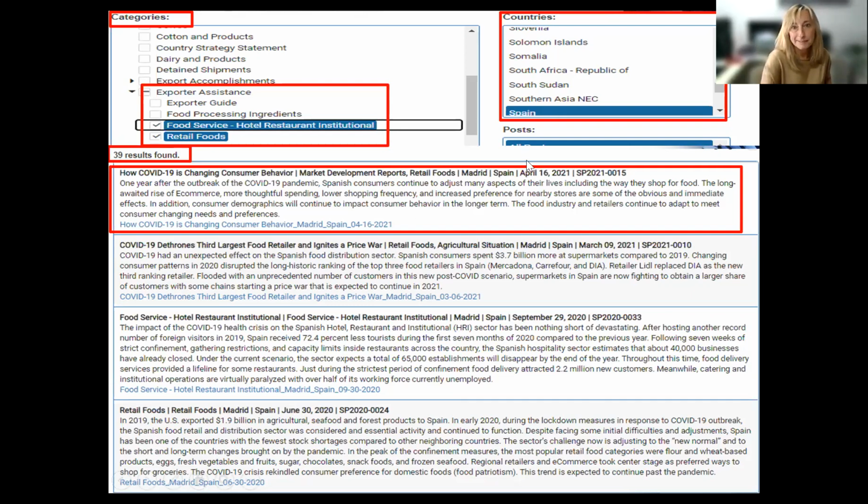Well, in Spain also the retail foods distribution channel is very big, but there's also, you know, we are a tourist country like Turkey. We live from tourism, we provide lots of services for tourism, like Turkey. So it is also important for you to select the food service when you search for Spain, and you will get lots of information.